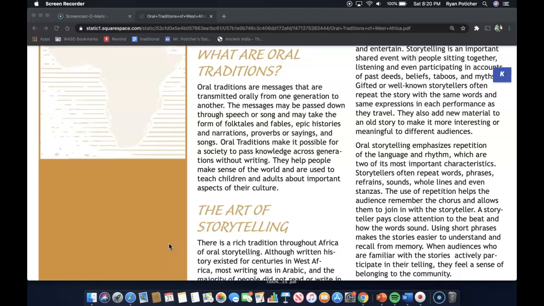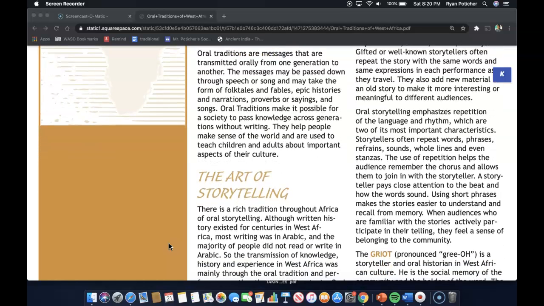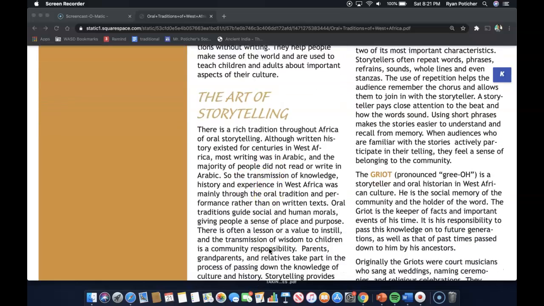What are the oral traditions? Oral traditions are messages that are transmitted orally from one generation to another. The messages may be passed down through speech or song and may take the form of folk tales and fables, epic histories and narrations, proverbs or sayings and songs. Oral traditions make it possible for society to pass knowledge across generations without writing. They help people make sense of the world and are used to teach children and adults about important aspects of their culture.